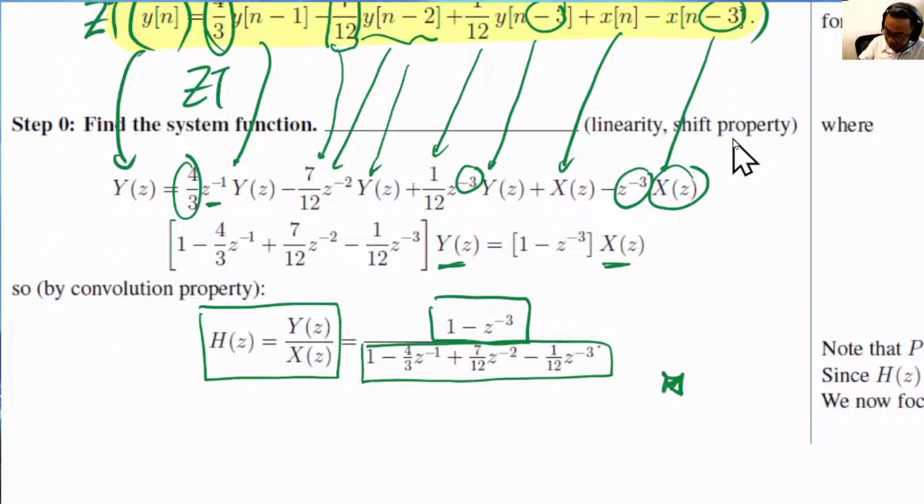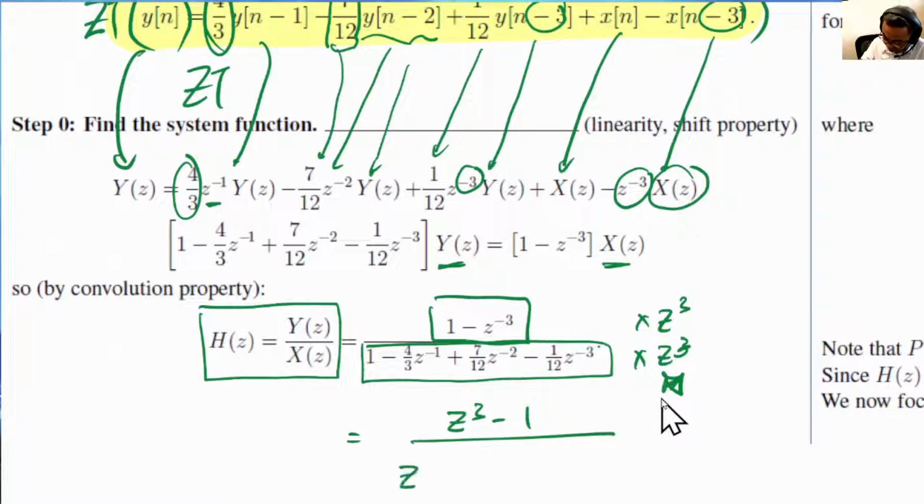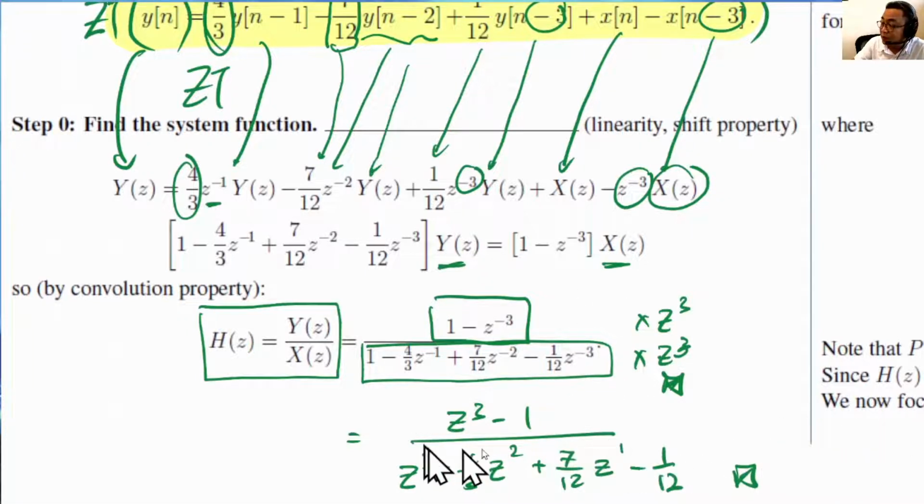If we want it to be positive powers, we simply multiply by the highest power of the numerator or the denominator. In this case, they're equal. So we can get (z^3 - 1) divided by (z^3 - 4/3 z^2 + 7/12 z - 1/12). So this is in the positive power of z, or this is in the negative power of z. They are the same H(z).